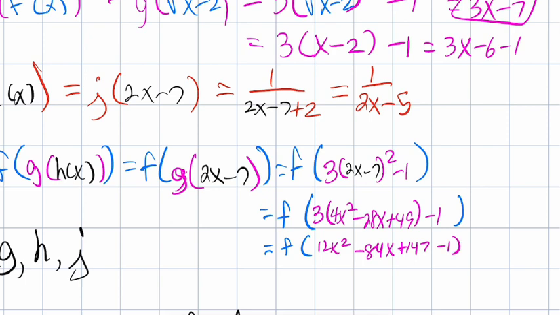And again, I'm not ready to do anything yet with the f until I make that as simplified as possible. So it's going to be 12x squared minus 84x plus 146. Only now am I ready to go and plug that into my f function. So get it simplified as much as you can before you go any further.